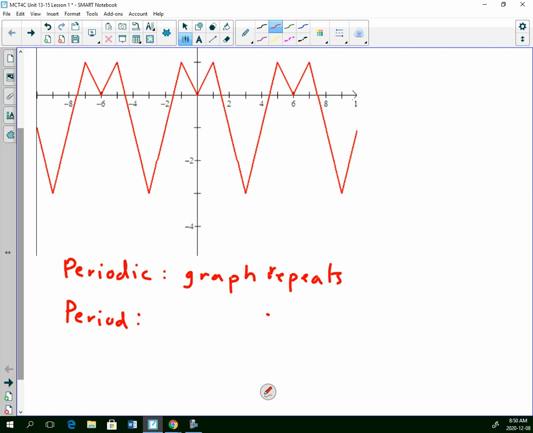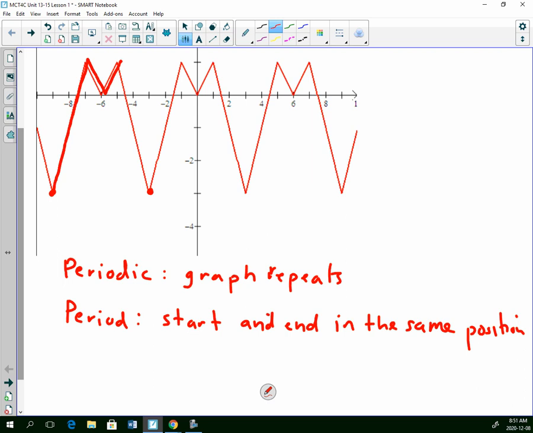So when I'm trying to determine the period, you have to start and end in the same spot. It does not matter where you start and end, as long as you start and end in the same position. So for example, I could start at the bottom and I would have to end at the bottom. Okay, so the period looks like this. It's going up, back down, and then it repeats. So that's one cycle, and then it would repeat again.